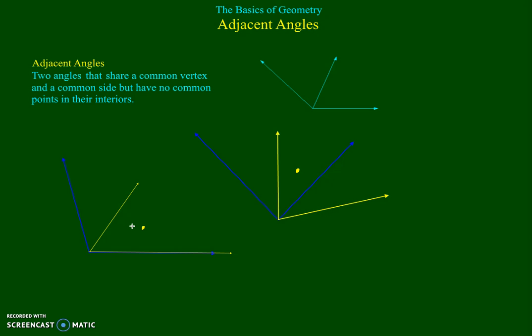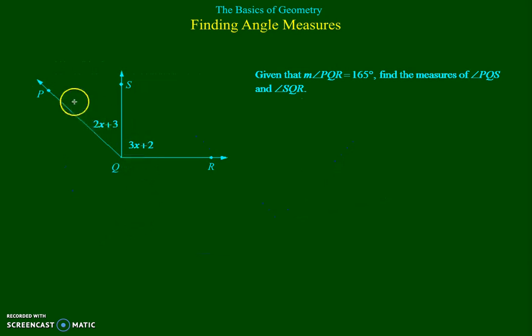So let's go ahead and put these ideas together and see if we can solve some more practical problems. In this problem, we're given that the measure of angle PQR is 165 degrees. We want to find the measures of angle PQS and SQR. Now they give us the expression for PQS, which is 2x plus 3, and the expression for SQR, which is 3x plus 2. Now please don't make the assumption that even though this looks like a right angle, it's a right angle.